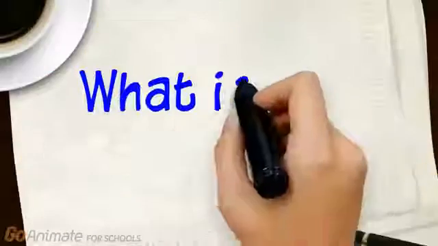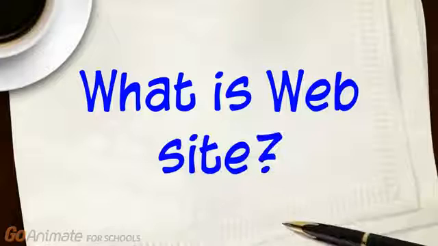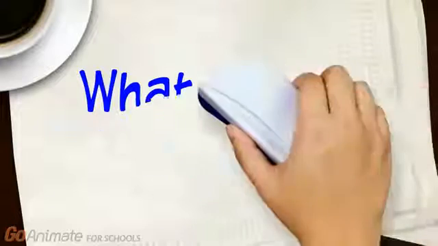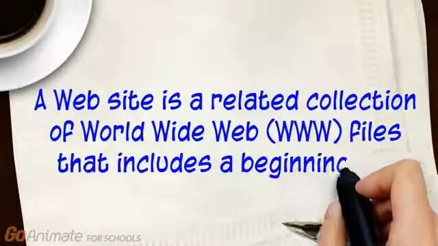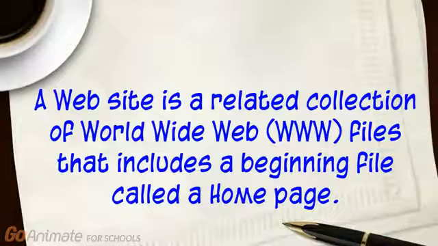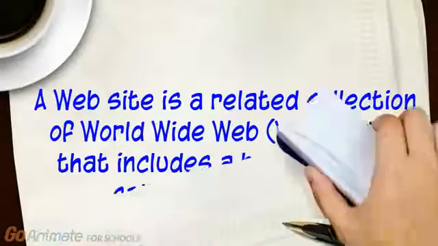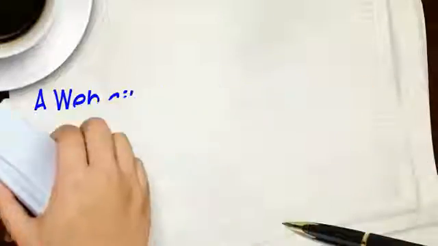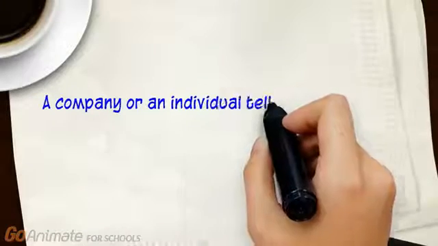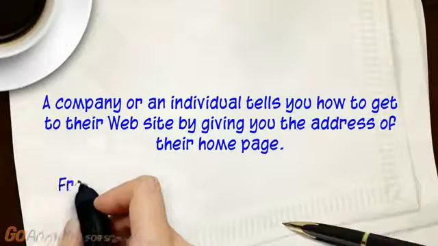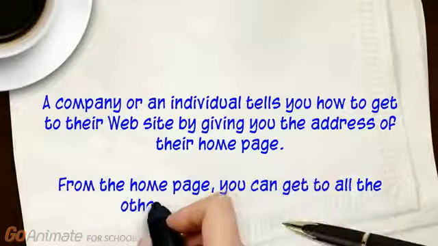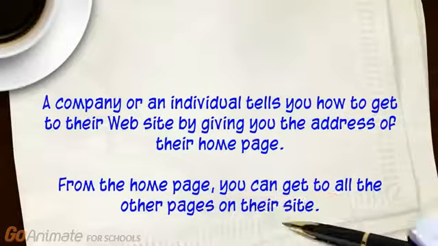Then, what is a website? Let's learn that now. A website is a related collection of World Wide Web (www) files that includes a beginning file called a home page. A company or an individual tells you how to get to their website by giving you the address of their home page. From the home page, you can get to all the other pages on their site.